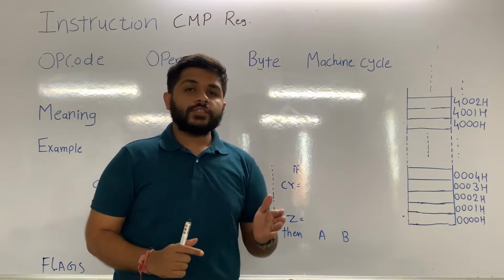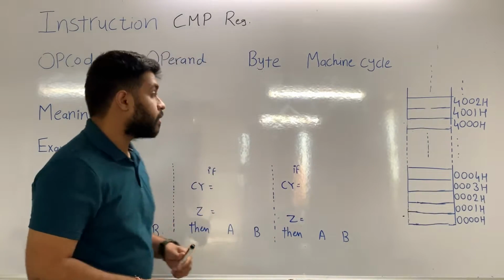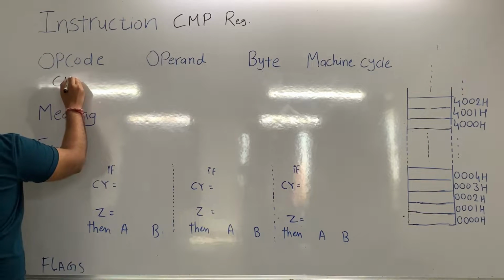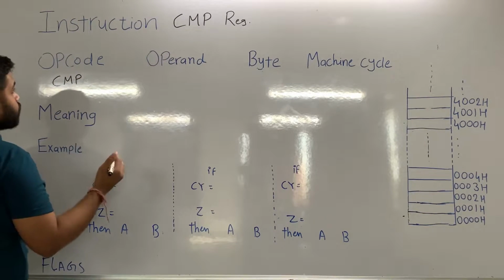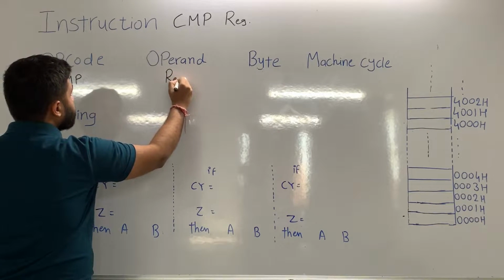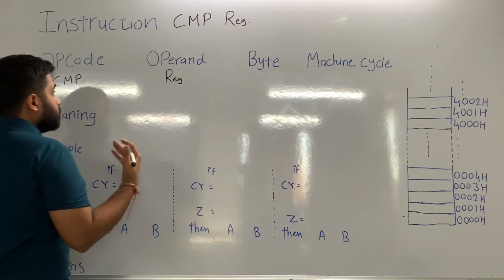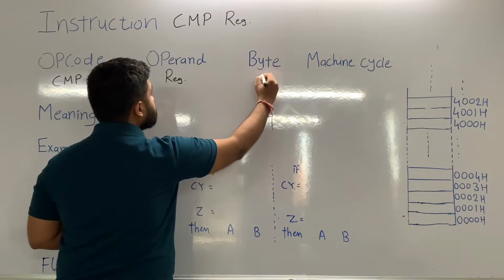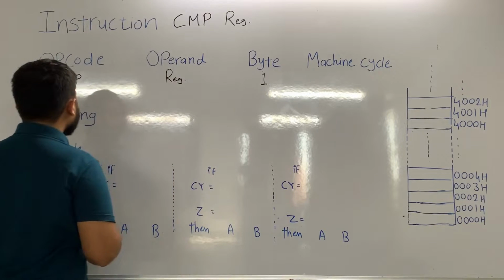So now we are going to see the instruction compare B. In this instruction, the first portion is opcode, that is CMP. The remaining portion is known as operand, that is register. In this instruction, you can see that no data is present. It means this instruction is of 1 byte.